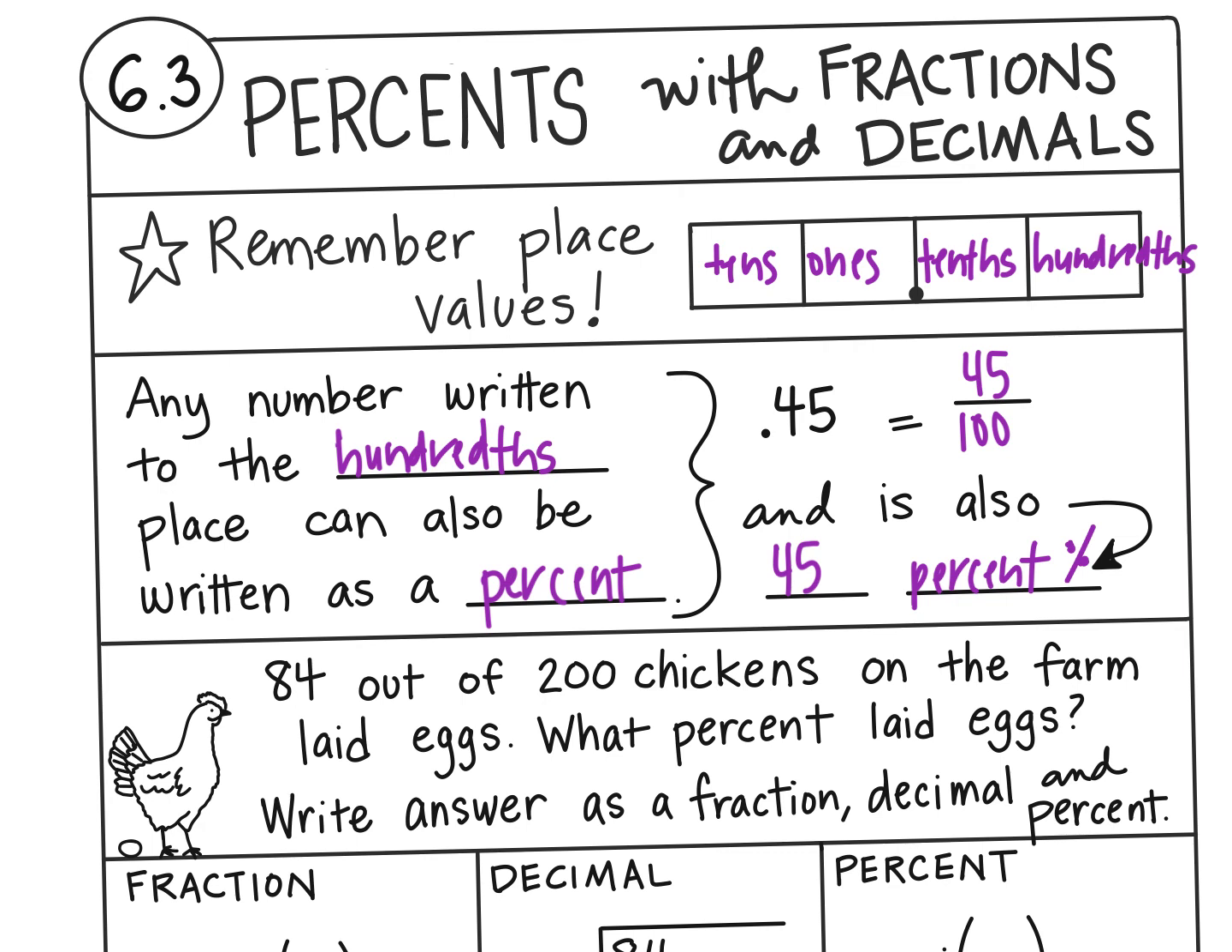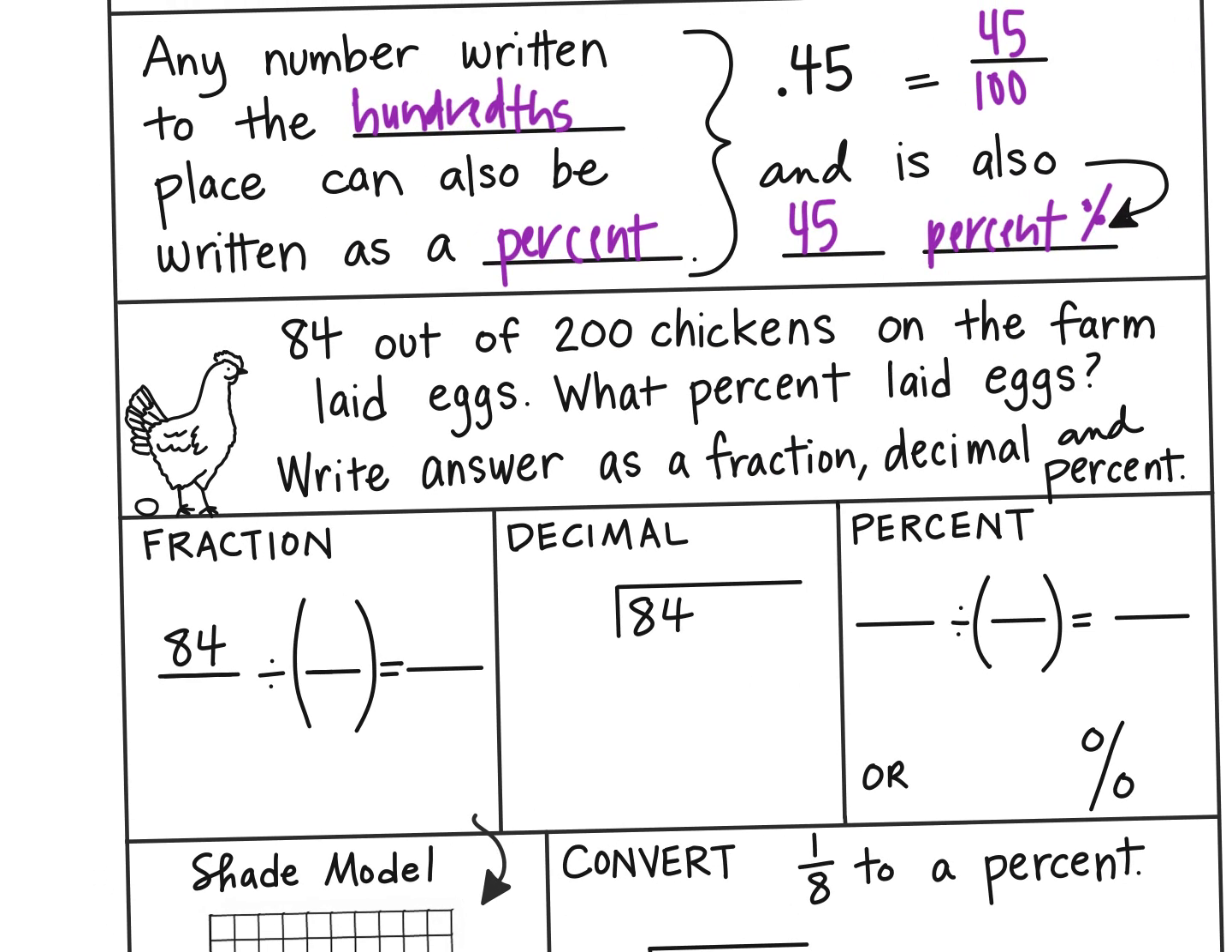Okay, we have an example problem, and we're going to write the fraction that's given to us as a fraction, as a decimal, and as a percent. So it says 84 out of 200 chickens on the farm laid eggs. What percent laid eggs? Write our answer as a fraction, a decimal, and a percent. Okay, so my fraction is going to be 84 over 200.